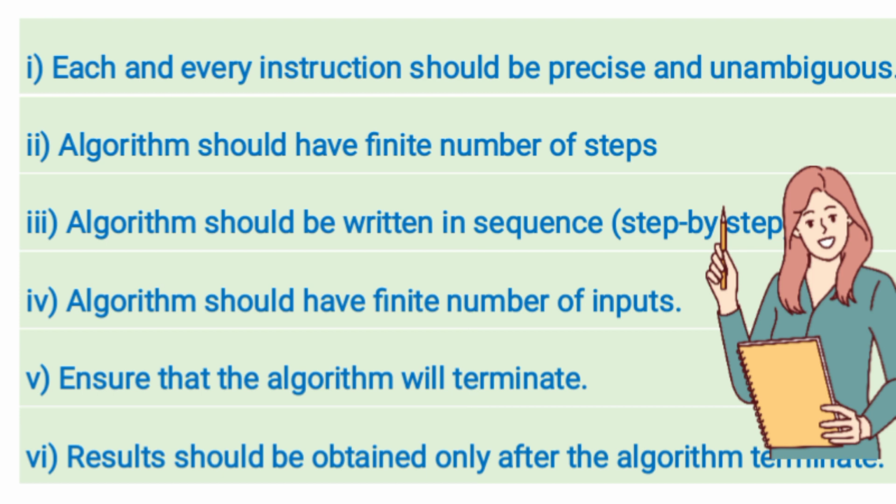The fifth characteristics, ensure that algorithm will terminate. That means algorithm must be constructed in a way that guarantees they will reach an endpoint, ensuring they don't run indefinitely. Last characteristics, results should be obtained only after the algorithm terminates. This means the algorithm should produce results only after it has fully completed its sequence of steps and reached termination.